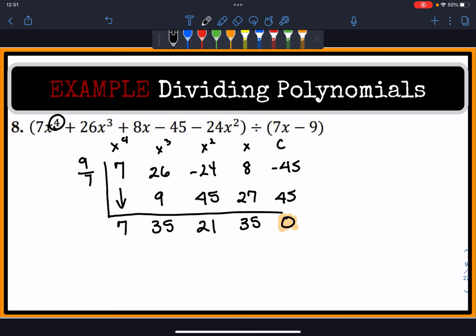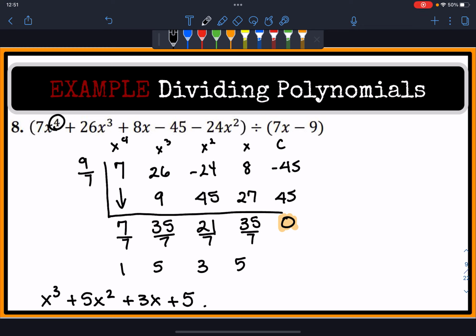So our solution here isn't going to be this, because remember, we had it dividing by 7. So I have to divide these values all by 7, which are going to be 1, 5, 3, and 5. So our answer is 1x to the 3rd power plus 5x to the 2nd plus 3x to the 1st, and then my constant of 5. So this is your solution.